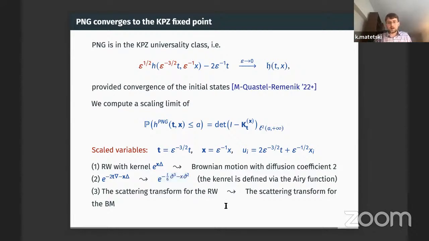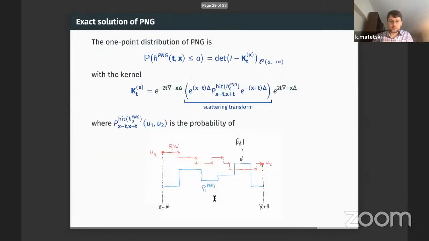So the scattering transform for the random walk is replaced by the scattering transform for the Brownian motion, but this transition becomes non-trivial because here we have the hit probability on a finite time interval, but then when we take the limit, the KPZ scaling limit, this interval goes to infinity.